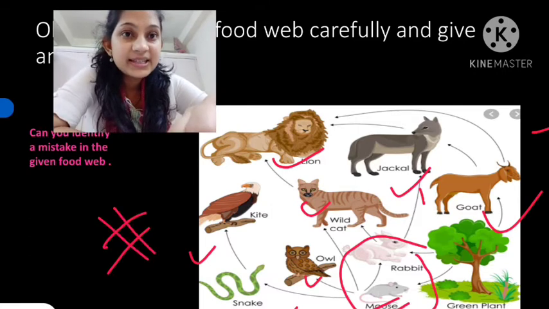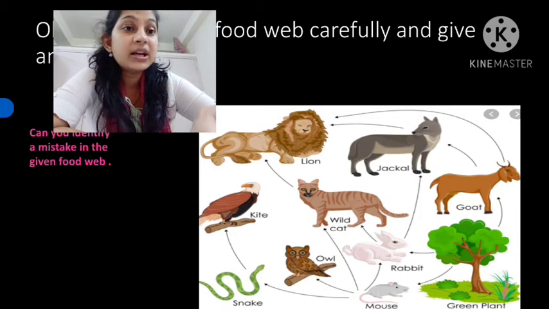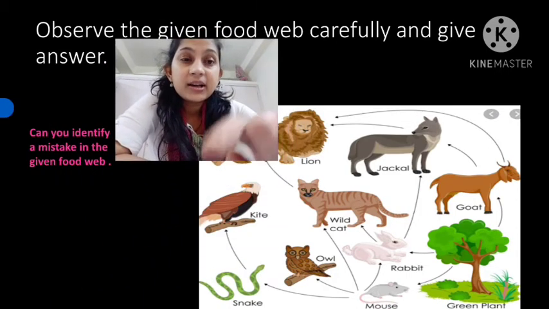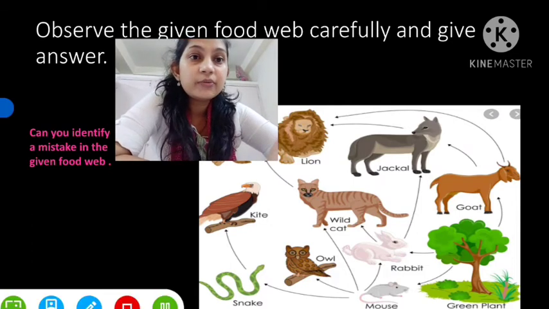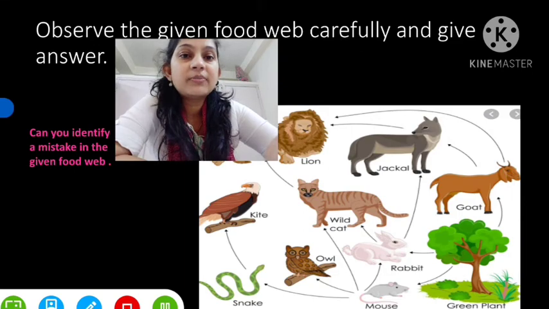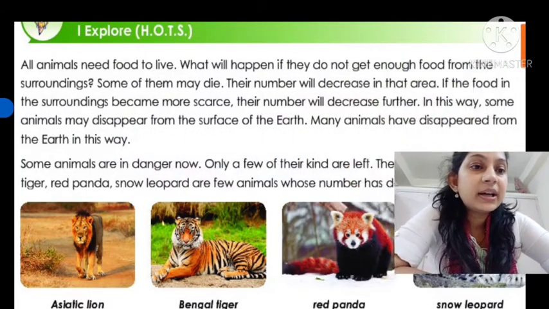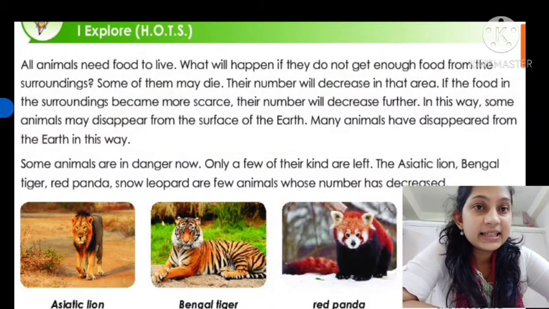There is a mistake. Okay, a question like that may come in your exam, so be attentive and careful. You have to be very careful while observing the food web. Okay, so this was a problem based on food web. Now let us move ahead and discuss animals getting extinct.